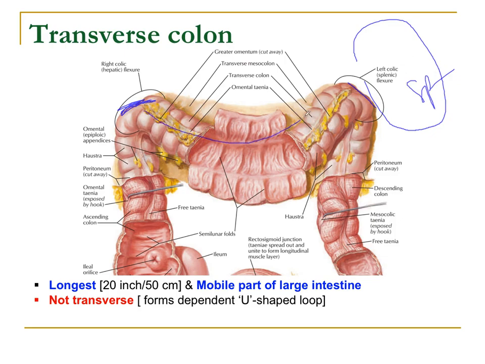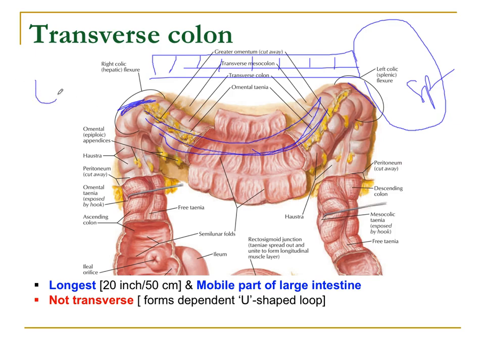So this whole structure is U-shaped. It is not a truly transverse structure, because a transverse structure should be in the same plane and straight across the body, but you will not find a straight structure here. It looks like a U-shaped loop. So this part between the right hepatic flexure, or right colic flexure, and the left colic flexure, or splenic flexure, is called the transverse colon. And this one is a dependent U-shaped loop.